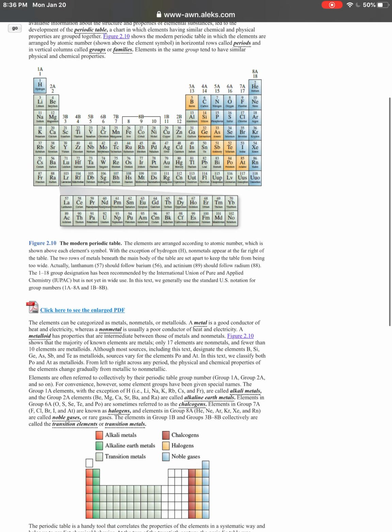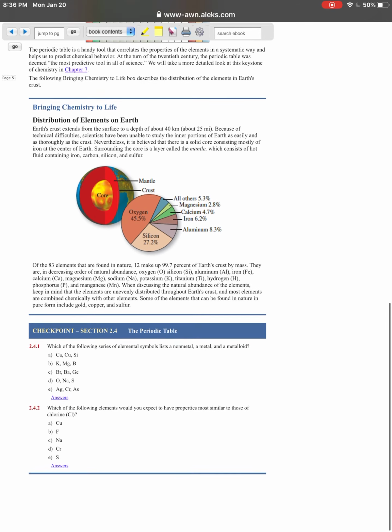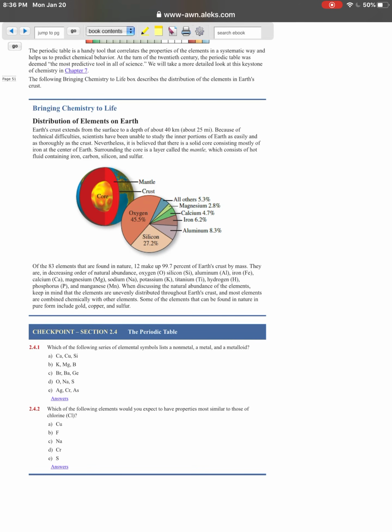Okay. Read through some of the discussion there of halogens and noble gases and all of that. There's a nice little picture here, the Bringing Chemistry to Life distribution of elements on the Earth. That's kind of an interesting thing. And then do the checkpoints.